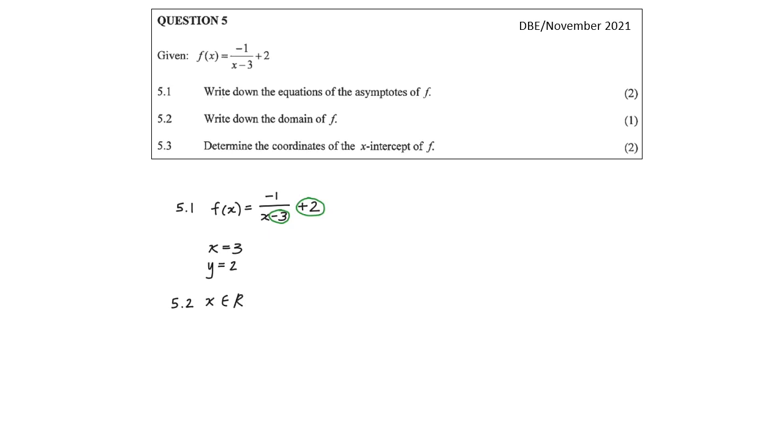So that means the domain is x elements of real numbers, but x may not be equal to 3. This can also be written as negative infinity to 3, both excluded, so you put round brackets, union, that's a sign for combined with, 3 up to infinity, and both of them also excluded. You can also write this as x smaller than 3 or x bigger than 3.